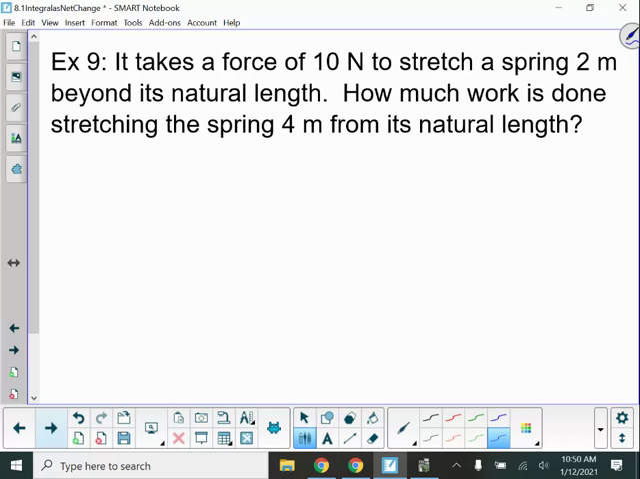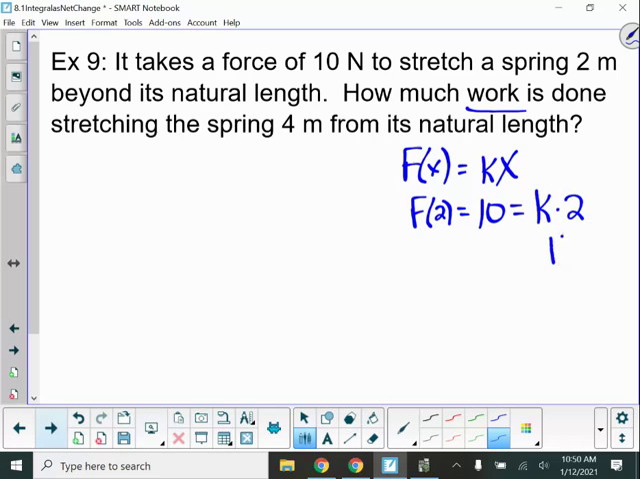So it says it takes a force of 10 newtons to stretch a spring 2 meters beyond its natural length. How much work is done stretching the spring 4 meters from its natural length? So we do need to find the constant first. So that's going to be the force is equal to k times x. So F of 2, which is 10, is going to be that constant times 2. So my constant in this case is 5. So the expression for force is going to be 5x.